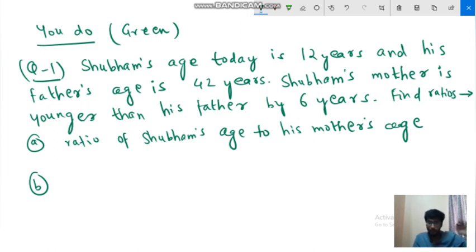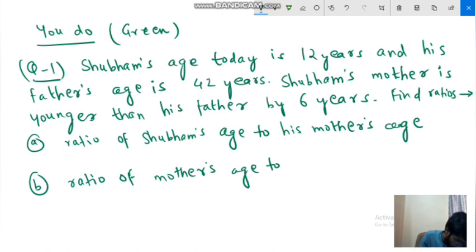You have been given the age of Shubham, and the age of Shubham's father, and you have been given the fact that Shubham's mother is 6 years younger than Shubham's father. So you will find Shubham's mother's age and then you can find this ratio. And the second is the ratio of mother's age, that is Shubham's mother's age, to father's age. You have to find first the ratio of Shubham's age to his mother's age, and second the ratio of Shubham's mother's age to Shubham's father's age.